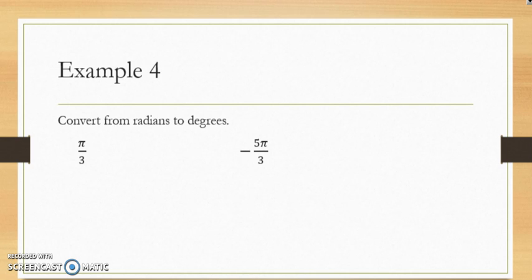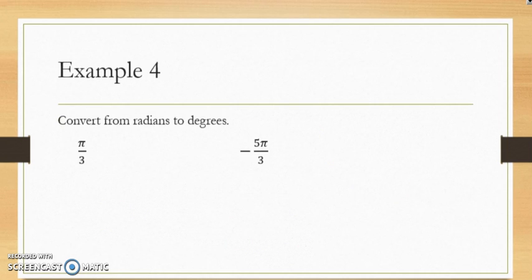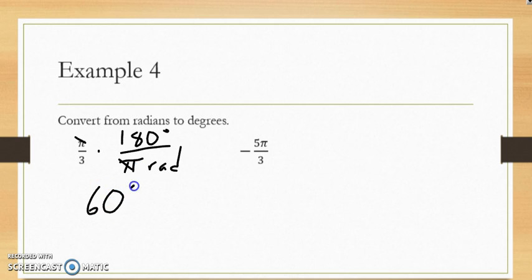Now we'll practice converting the other way around. Again, I'm still using those same rules, but now I'm going from radians to degrees. The only thing that's different is that now I'm going to put the 180 degrees on top and the 1 pi radian on the bottom, because my goal is to make the radian units cancel. So pi over 3 times 180 degrees over 1 pi radian. The radian units will cancel and the pi's will cancel. So you have 180 divided by 3, which is equal to 60 degrees.